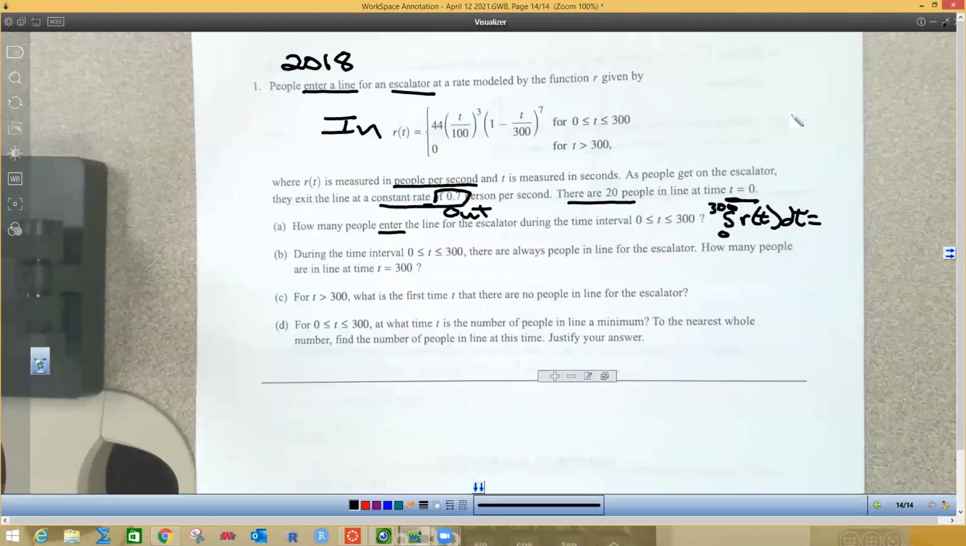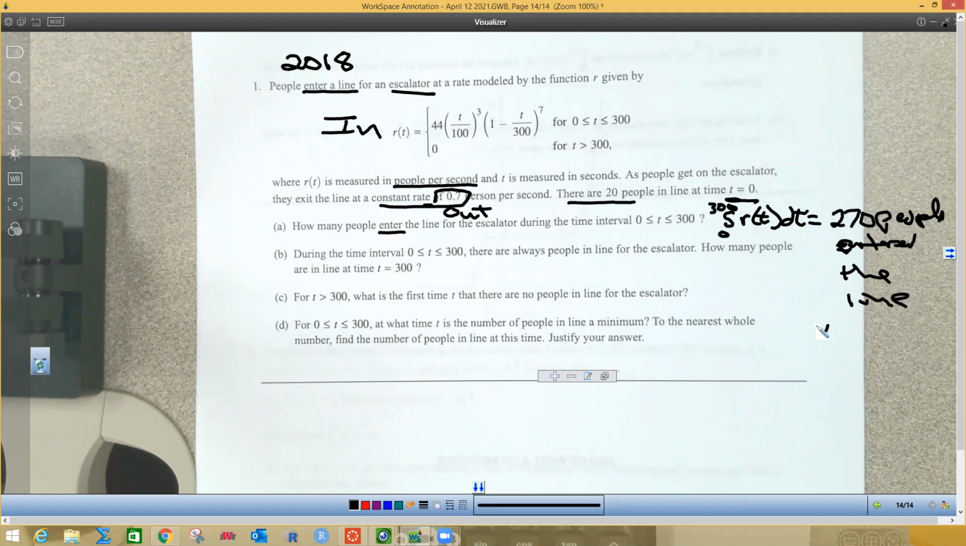So this would equal 270 people. So during that 0 to 300 seconds, 270 people entered the line from t equals 0 to t equals 300 seconds. So that's number 1. The second one says, during the time 0 to 300, there are always people in line for the escalator. How many people are in line at 300?